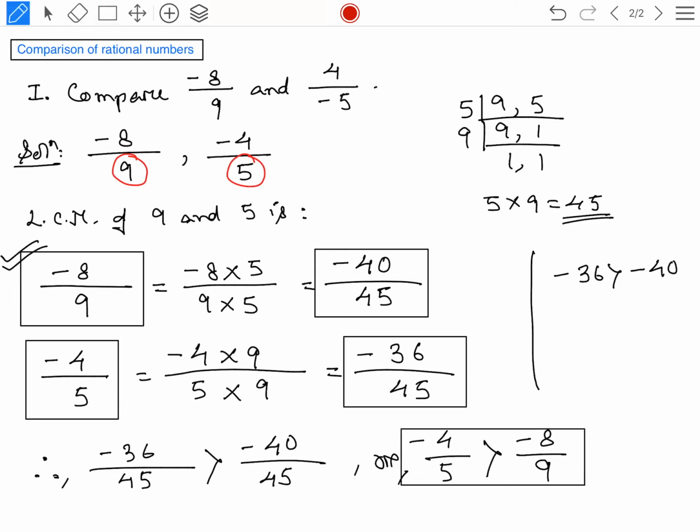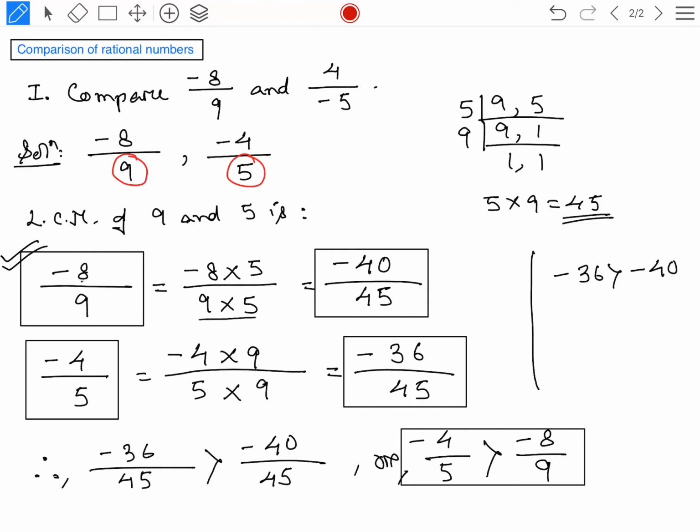Since the LCM is 45, so we know that 9 5s are 45, yes or no? Since we are multiplying 9 by 5, we also need to multiply the numerator, that is minus 8 by 5. So what we will get? Minus 40 by 45.